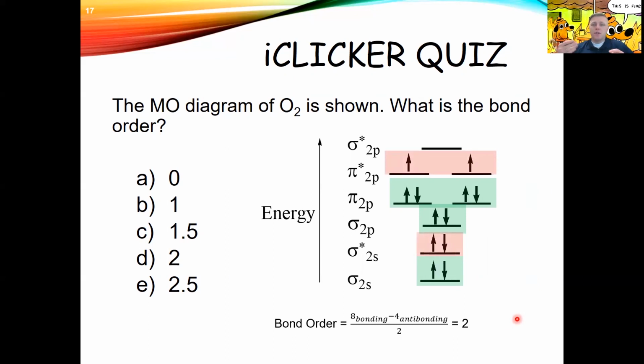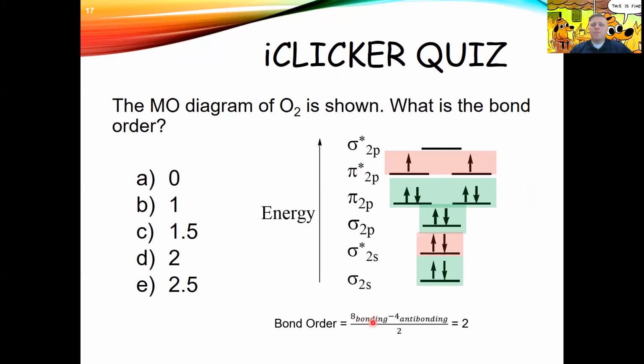So how did I figure out which were bonding and which were anti-bonding? Well, all the anti-bonding ones are in orbitals denoted with this asterisk. So any electrons next to a label with an asterisk are in anti-bonding orbitals.